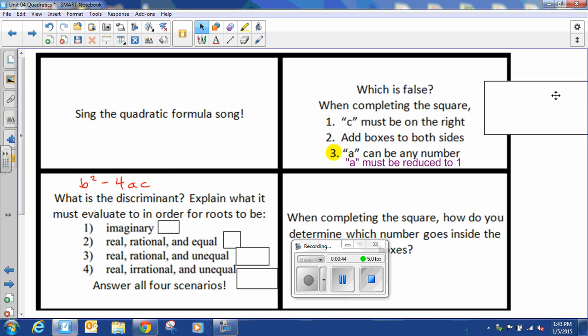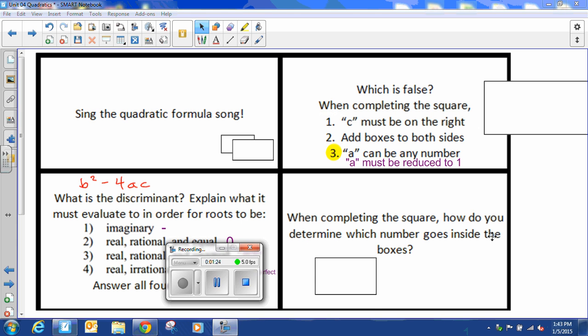What is the discriminant? The discriminant is b squared minus 4ac. Explain what it must evaluate to in order for roots to be imaginary. If the roots are imaginary, the discriminant must be negative, because when you take the square root of a negative number, you have to take out the i. If the roots are real, rational, and equal, that means a single answer, it must be 0, because the square root of 0 is 0. Real, rational, and unequal, well, they're both going to be positive, but because it's rational, it's a perfect square. And scenario number 4, positive but not a perfect square.